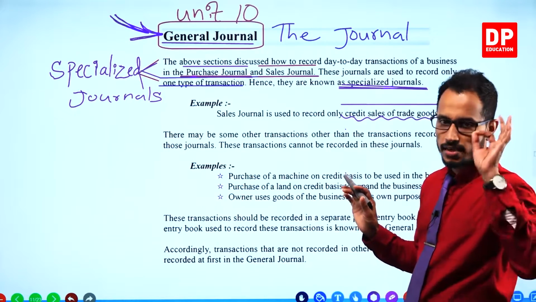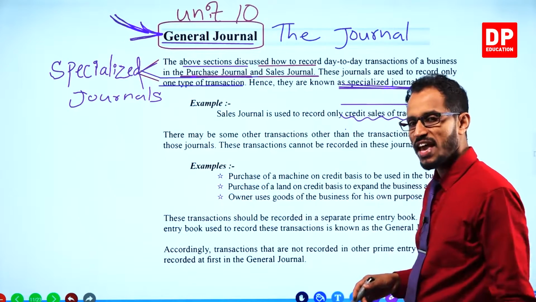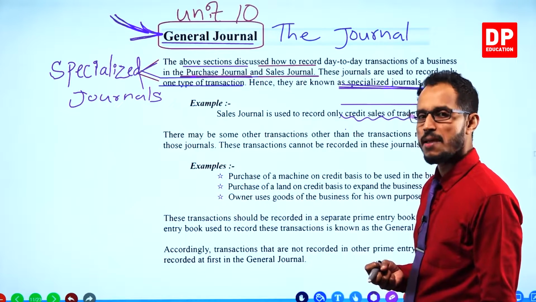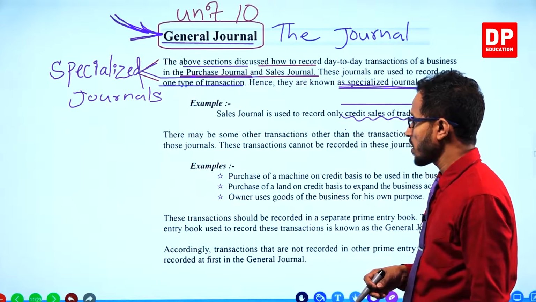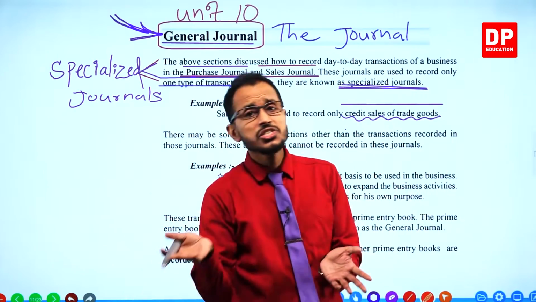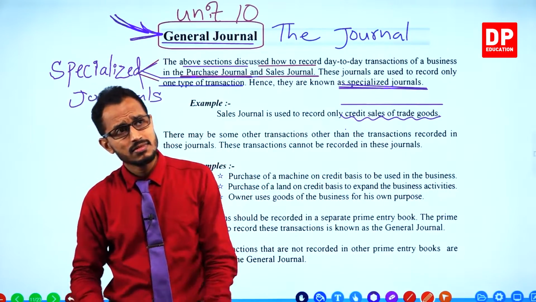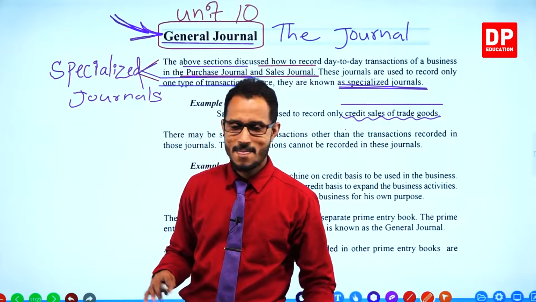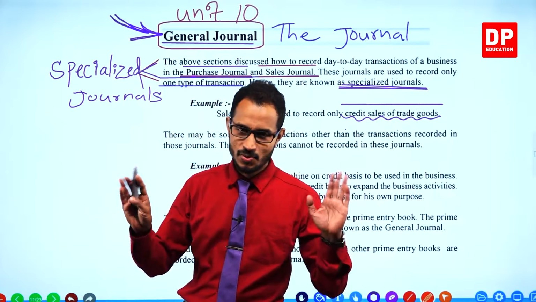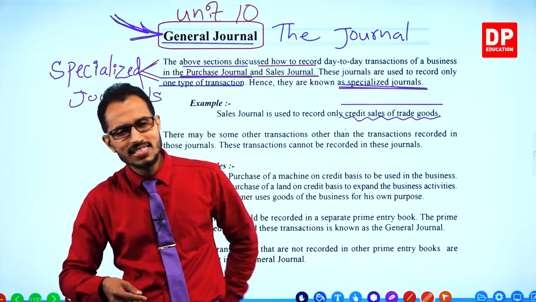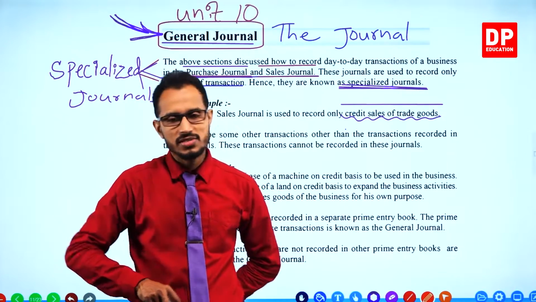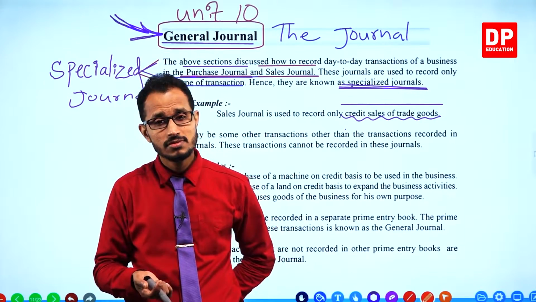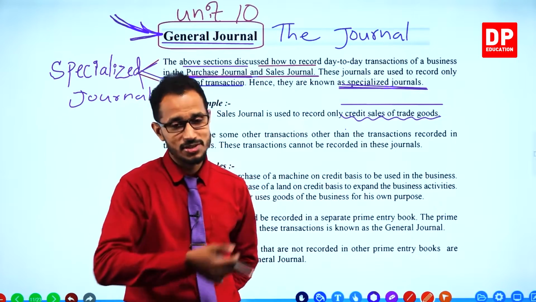But let's take what we have at hand today. We have at hand a different prime entry book, that is the general journal. Children, the general journal is considered as the dustbin of bookkeeping. No offense, no disrespect, but it is considered as the garbage bin of the bookkeeping process. Among the many books, this is the garbage bin.